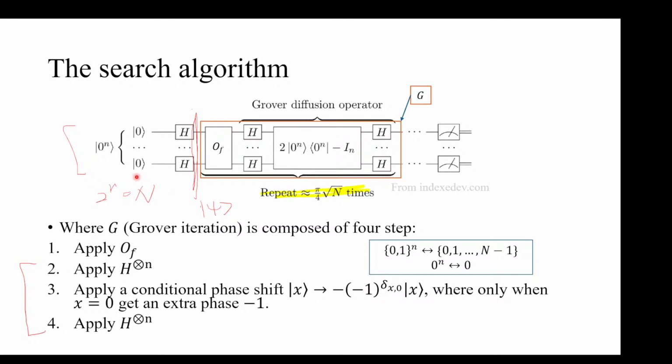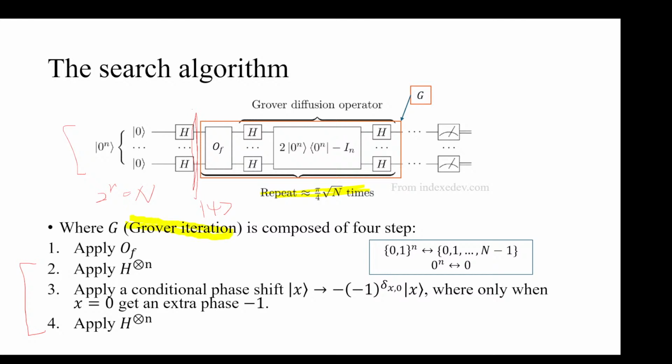You start by creating the equal superposition of all states. So we start with 0 to the small n, where we assume 2 to the small n equals big N. If big N is not a power of 2, it's not too different; we just need to change a little bit. So assume big N equals 2 to the n, and we create an equal superposition of all computational basis states by doing a whole bunch of Hadamards. And then we just repeat the so-called Grover diffusion operator, or Grover iteration.